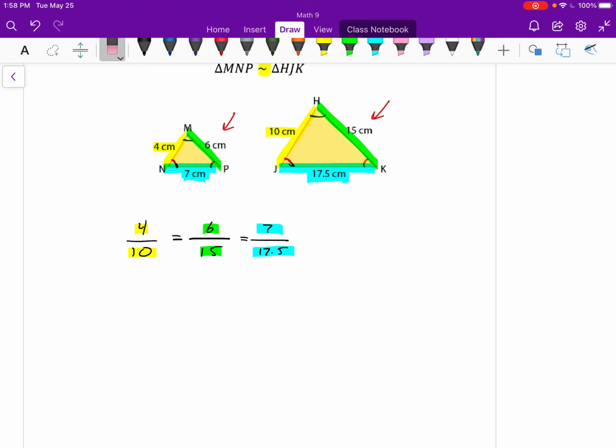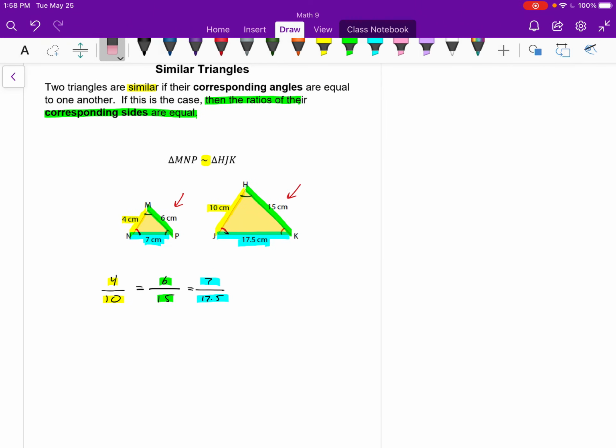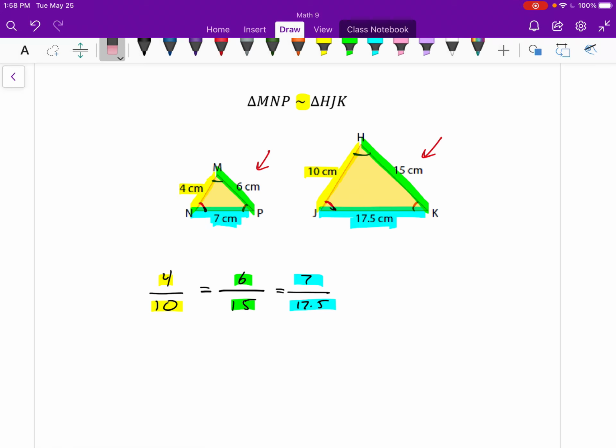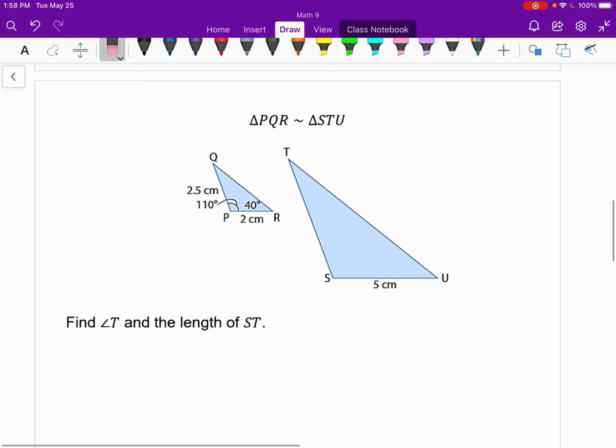Well, once we know triangles are similar, therefore we know there's all these combinations of ratios, we can use that to figure out missing angles, or missing sides. Missing sides, actually, more. And so let's look right here. Find angle T. So I want to find this angle right here, and the side ST, which is this side right here.